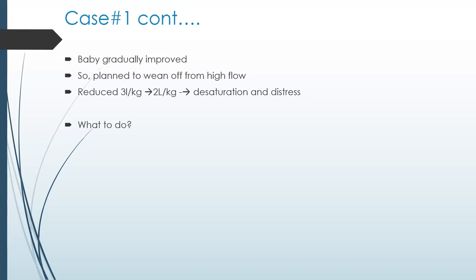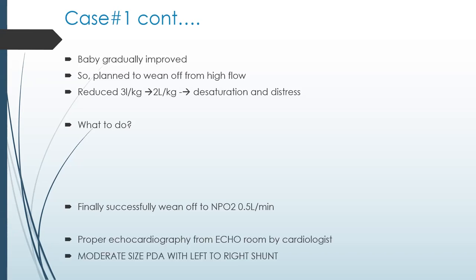So what to do? I reduce gradually, with further fluid reduction and increased furosemide infusion. With this adjustment, the child finally weaned off to nasal prong oxygen in the following 3 to 4 days. After that, proper echocardiography from the echo room by the cardiologist showed a moderate size PDA with severe left to right shunt. So the child was sent to the tertiary hospital in LRH and surgical intervention was done. Now the child is doing well.